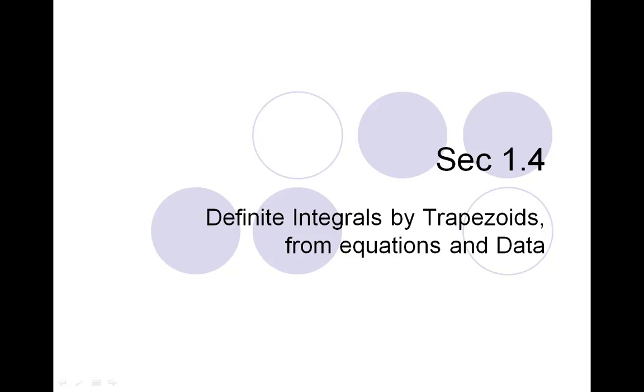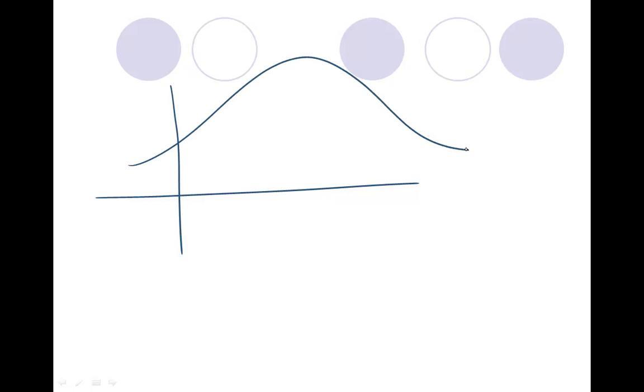In section 1.4, we will be finding definite integrals by using trapezoids and using both equations and data in order to do this. So what we're going to be looking at is a second method to find the area under a curve. That's our definite integral from point A to point B.